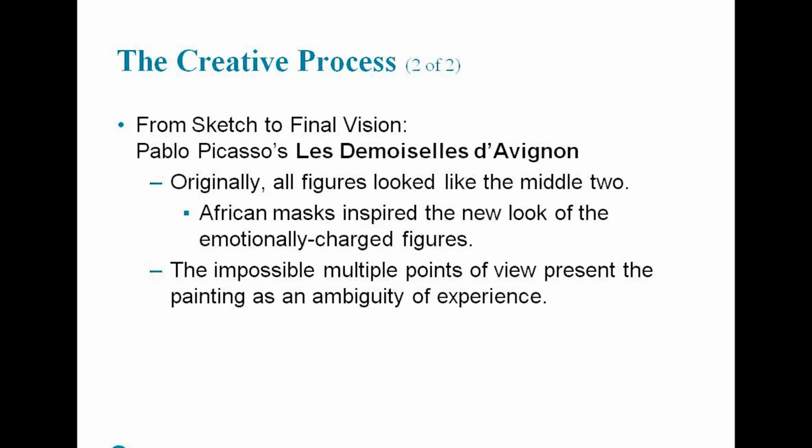From the sketch to the final vision, Pablo Picasso's Les Demoiselles d'Avignon, originally all figures looked like the middle two. And then rumor has it he was traveling and saw an exhibition with African masks, and he put African masks on the women. And now that just changes the vibe, because an African mask in a certain context doesn't mean anything. It's immaterial.